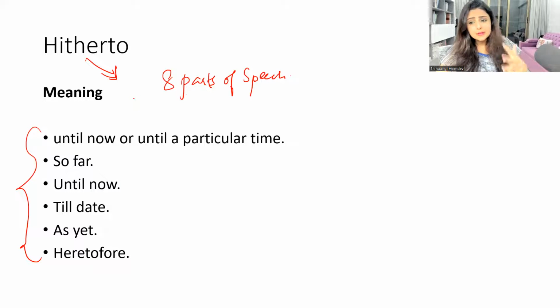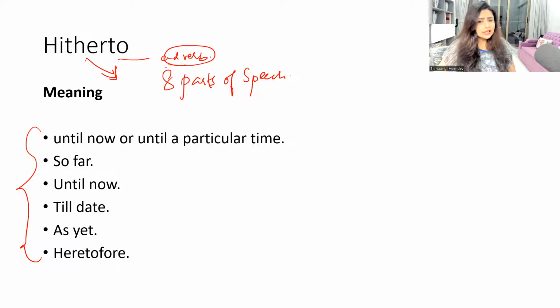So, what is the part of speech of the word hitherto? Are you aware of it? Well, let me tell you. Hitherto is basically an adverb. Now, what is the function of an adverb? Or how are we supposed to make use of adverbs in any sentence? So, how should the sentence structure be, especially when you have an adverb?